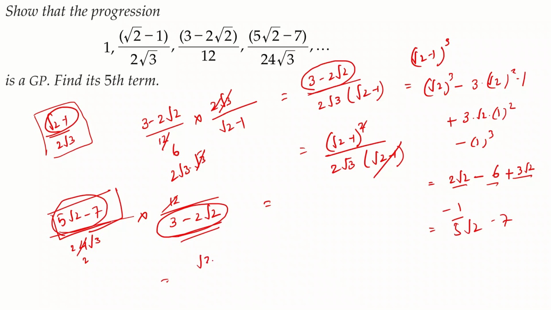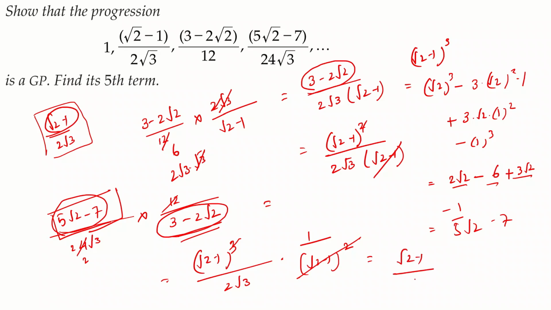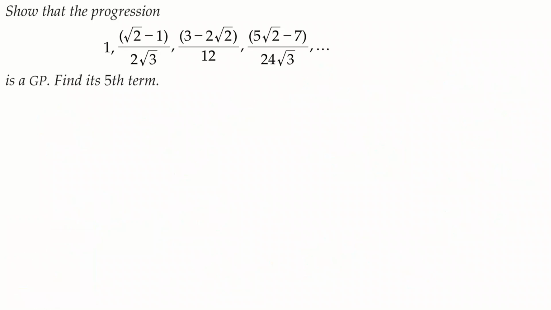So I can write this as root 2 minus 1 the whole cubed divided by 2 root 3 times root 2 minus 1 the whole squared. So I cancel these out and one root 2 minus 1 is remaining. So root 2 minus 1 divided by 2 root 3. So this is a GP. This way you can prove that this entire progression is a GP, because the constant ratio is turning out to be the same.